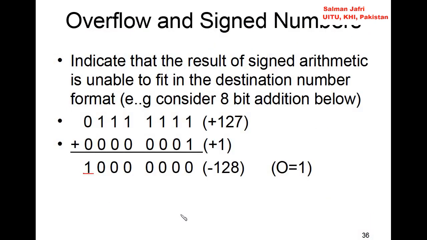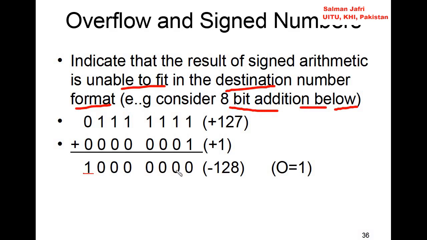Let's look at a demonstration of an overflow in signed numbers. And what is an overflow? It indicates that the result of a signed arithmetic operation is unable to fit in the destination number format. For example, consider this 8-bit addition below. This is the positive number +127 considering the sign notation, and we want to add +1 to it. When we add +1 to it, you can see the result is 1 0 0 0 0 0 0 0.